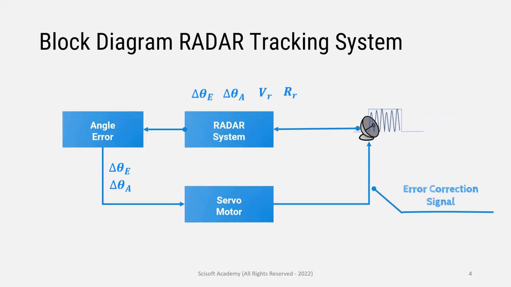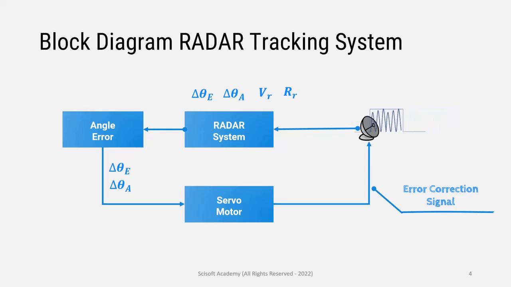So as you can see, this is a very basic block diagram of a radar tracking system where we'll be getting the target data from the antenna to radar system, and then the radar system identifies various parameters such as elevation angle, azimuth angle, the velocity and the range of the object and etc. So this information is going to be calibrated and the error is going to be calculated out of this data, and based on the error the command is going to be sent to the servo motor.